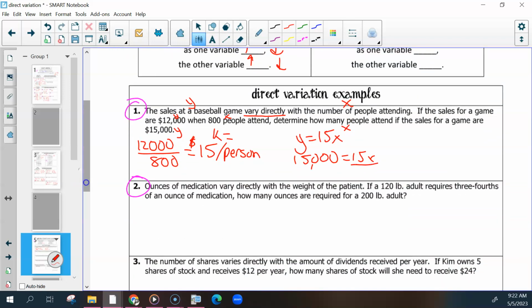What would x be? 1,000. And because this is a word problem, we need labels, so 1,000 people. Right? Just like before, if you want to double check yourself, you could divide these two and you should get the k value.